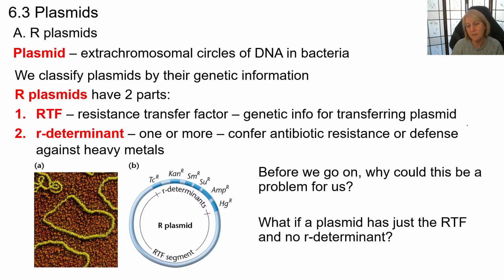What would happen if I have a plasmid and it just has the RTF but no R determinant? And if you're still thinking, pause me because I'm going to say the answer. It wouldn't confer any resistance or anything favorable. It would just transfer itself. So if it's just an RTF, this is just a plasmid that's transferring itself from bacteria to bacteria.